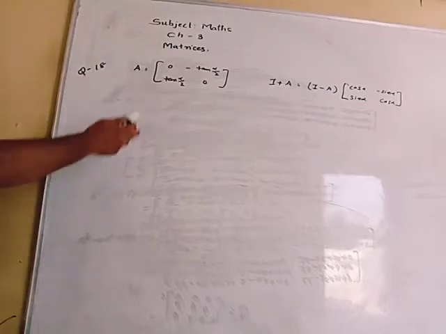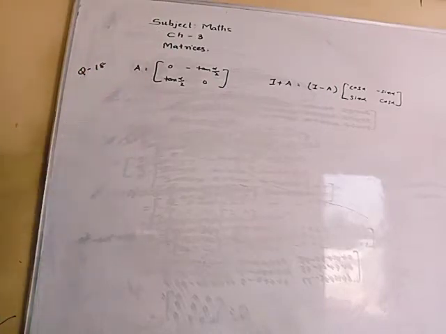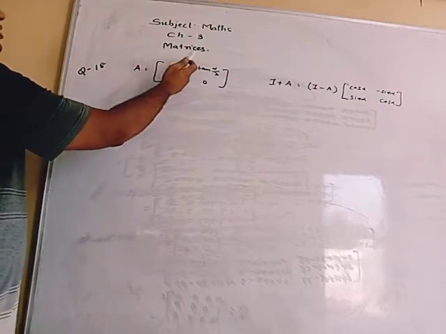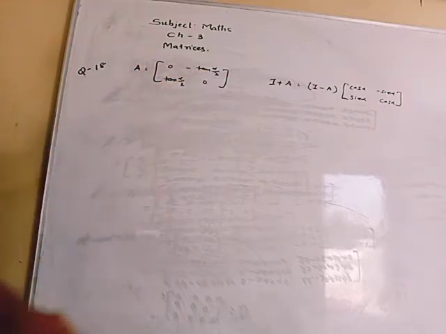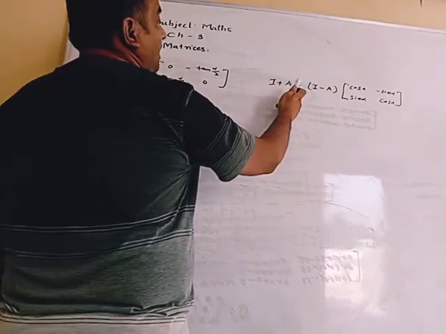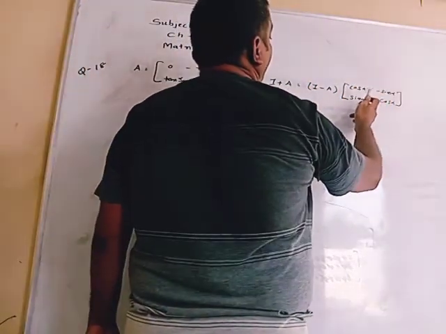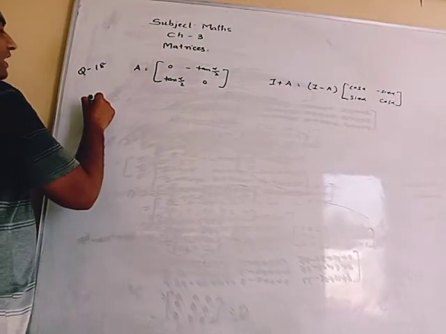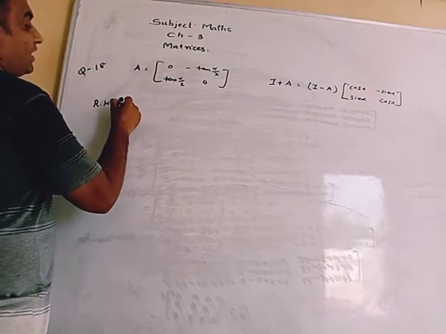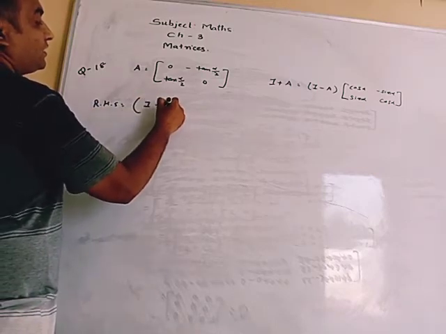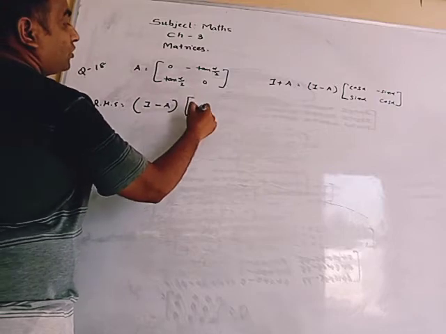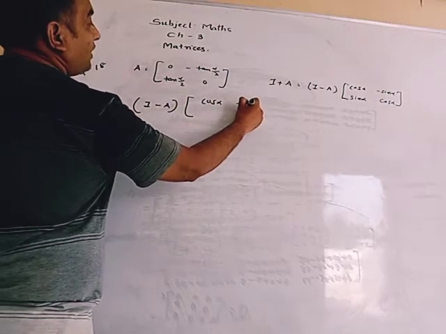In chapter 3 exercise 3.2 we have question 18. Matrix A equals [0, minus tan alpha by 2; tan alpha by 2, 0] is given. Then we have to show that I plus A equals (I minus A) into the matrix [cos alpha, minus sin alpha; sin alpha, cos alpha]. So we will go from right hand side to left hand side. In the right hand side it is given I minus A into [cos alpha, minus sin alpha; sin alpha, cos alpha].